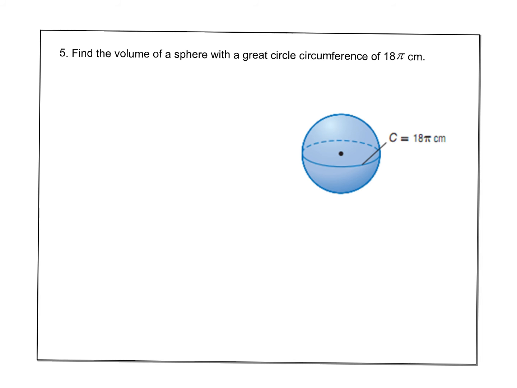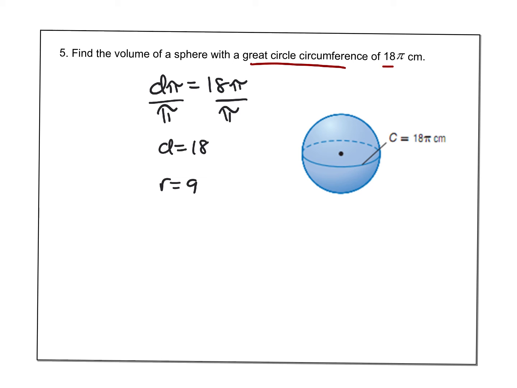So, volume of a sphere with a great circle circumference of 18 pi. Remember, circumference is diameter times pi, and we know that is 18 pi. So when I divide, diameter equals 18, so my radius will just be 9 centimeters. But I want the volume. The volume is 4/3 pi radius cubed. So 4/3 pi 9 cubed. So 9 cubed is 729.